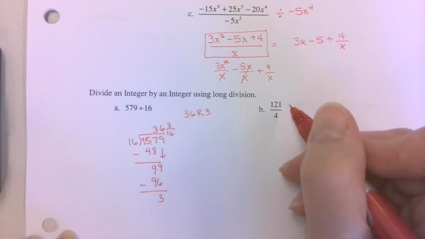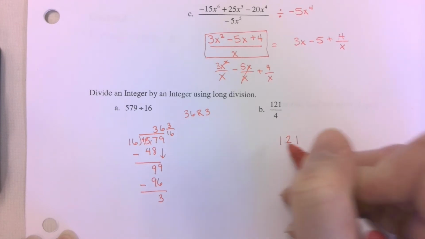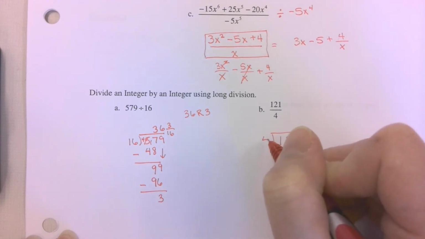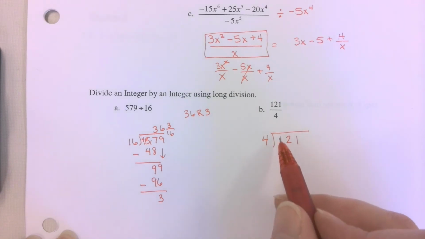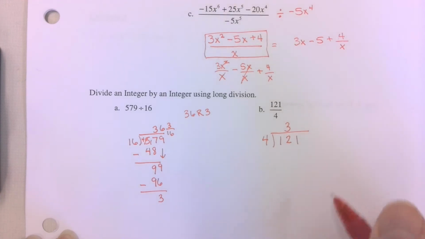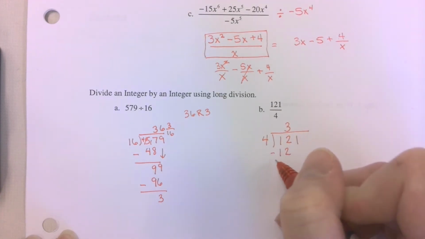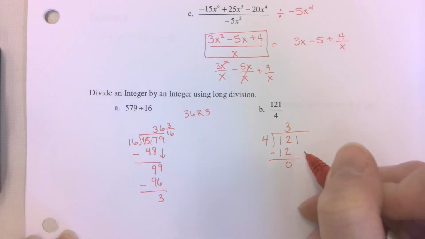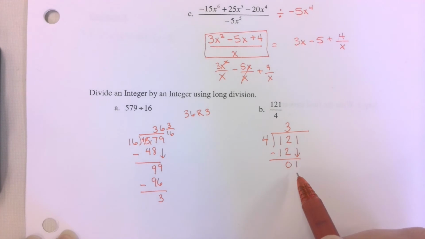All right, same idea. 121 is being divided by 4. So the first thing we want to look at and see, how many times does 4 go into 1? 0 times. How many times does 4 go into 12? 3 times. We take 3 times 4, we get our 12. We subtract, we have nothing left over, and we drop the next term, 1. How many times does 4 go into 1?